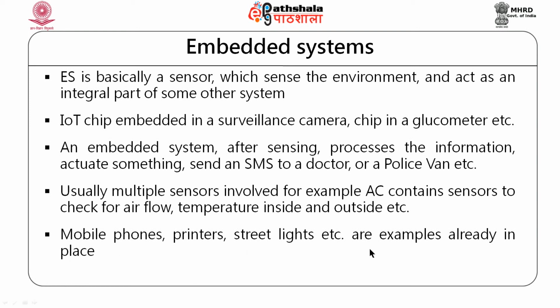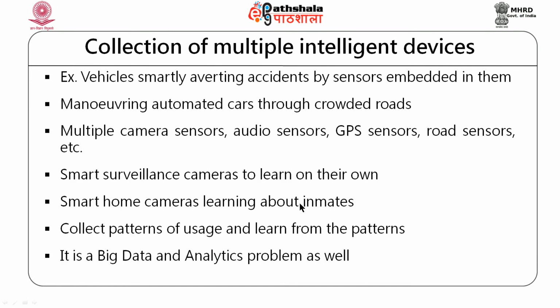All our mobile phones, printers, street lights are embedded systems, they have sensors. Here are some examples: vehicles smartly averting accidents by sensors embedded in them, maneuvering automated cars through crowded roads. Now, these do not happen on their own. There are a lot of sensors talking to each other to make this decision. For example, an automated car has multiple camera sensors, audio sensors, GPS sensors to detect where it is, road sensors to learn about the condition of the road, and so many other things.